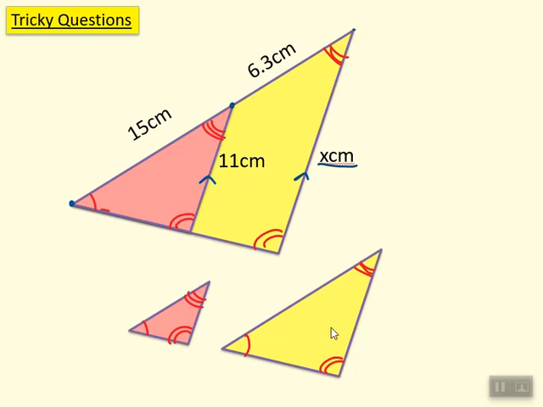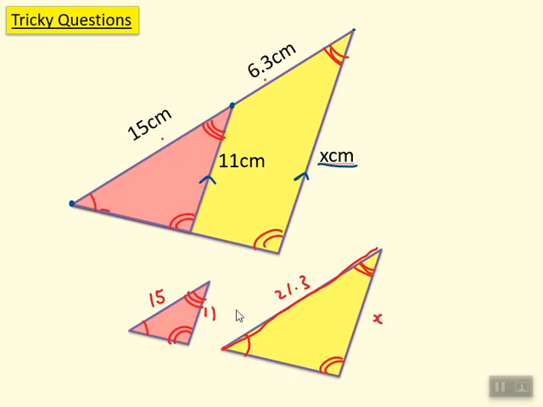And then what I'm going to do is fill in some missing information. So on the pink triangle, that's 15, that's 11. Okay, but this is where students go wrong. This entire length is actually 15 add 6.3. So this side is 21.3 long. And then this is the side x.